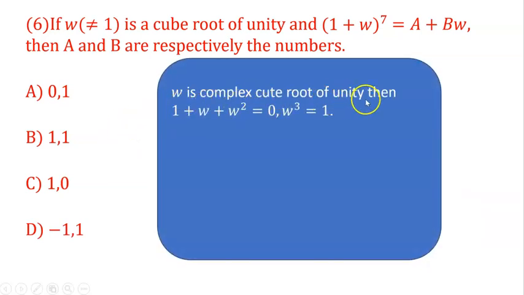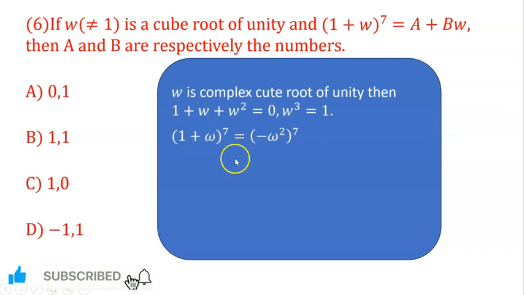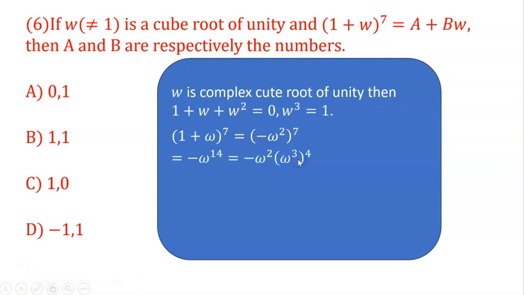Omega is a complex cube root of unity. Then 1 plus omega plus omega square is equal to 0, and omega cube is equal to 1. Now we'll simplify. (1 plus omega) raised to 7 means what? Here, 1 plus omega is equal to minus omega square. Therefore, the value of 1 plus omega is minus omega square, and its bracket is raised to 7. And therefore you will get (minus omega square) raised to 7, which means minus omega raised to 14.